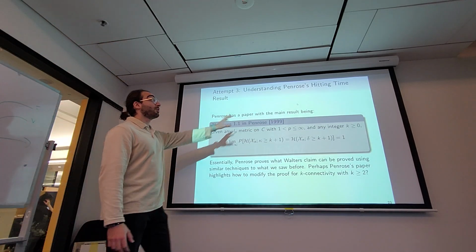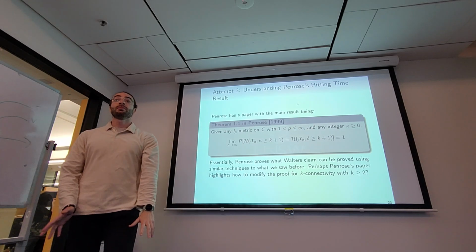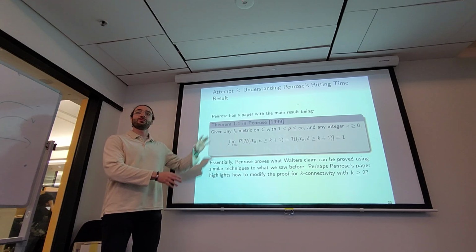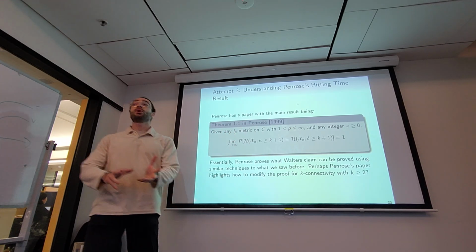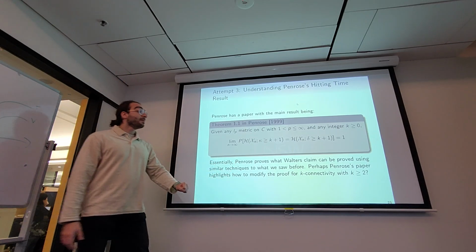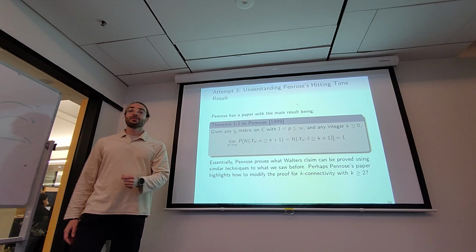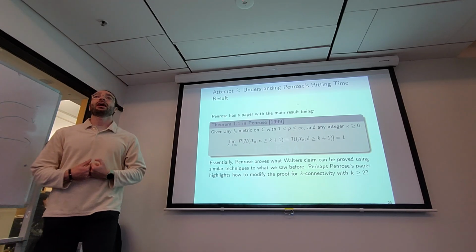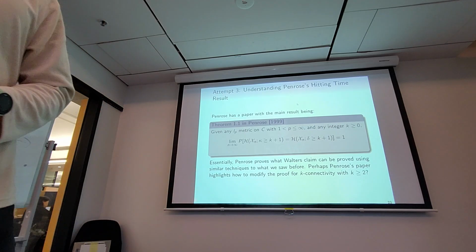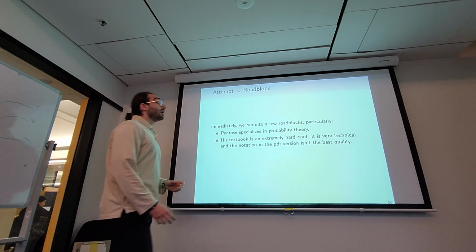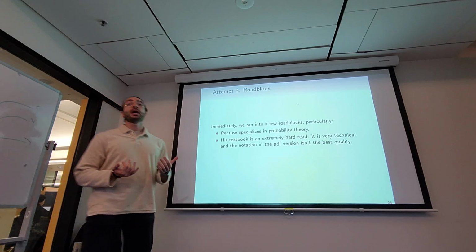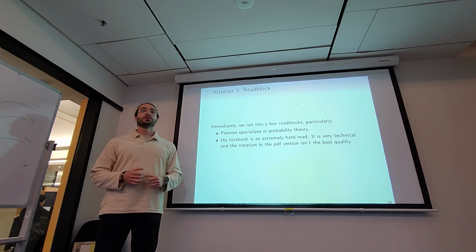So we track back and look at Penrose's hitting time result. Again, the result is the same, but we thought maybe we could understand how he approached his method for proving this result to see if we can modify it for Walters. And so the result's the same, but the technique is completely different. What Penrose does is he approaches it with a probability theory approach. That's his style. And so we sort of immediately ran into a roadblock with this one, in that we hadn't studied anything about probability theory before in T1. So looking at his papers was quite difficult to understand. His textbook as well was extremely hard to read.